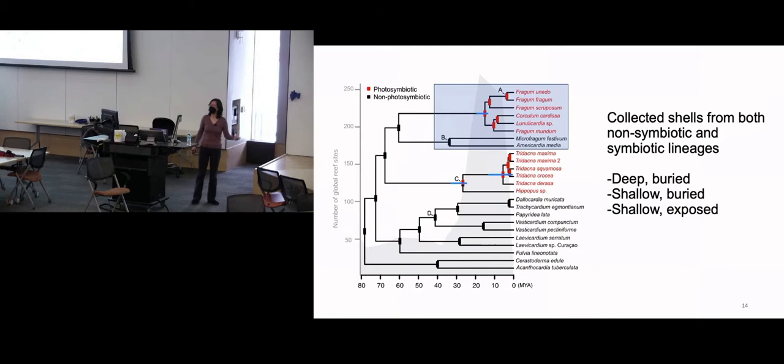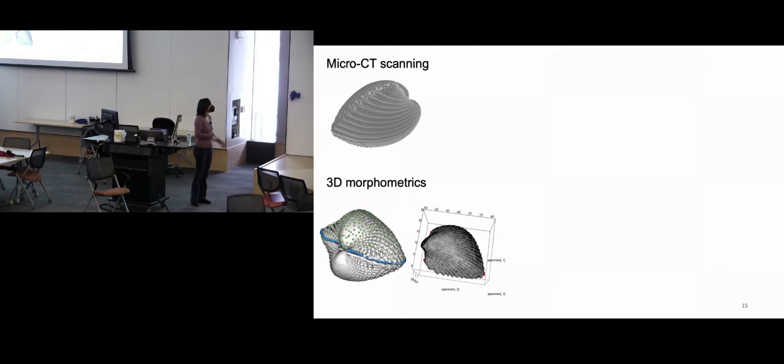So because we can take a look at the morphological change across these groups, we use micro-CT scanning to basically scan many, many different species and individuals, and we have a model of their shell. And then we can use 3D morphometrics to place semi-landmarks and landmarks on their shell, basically capturing the variation of the entire valve of the bivalve. And then we can superimpose them and compare variation across different species and individuals. Okay? So I'm going to show a really simple preliminary result on a few species.